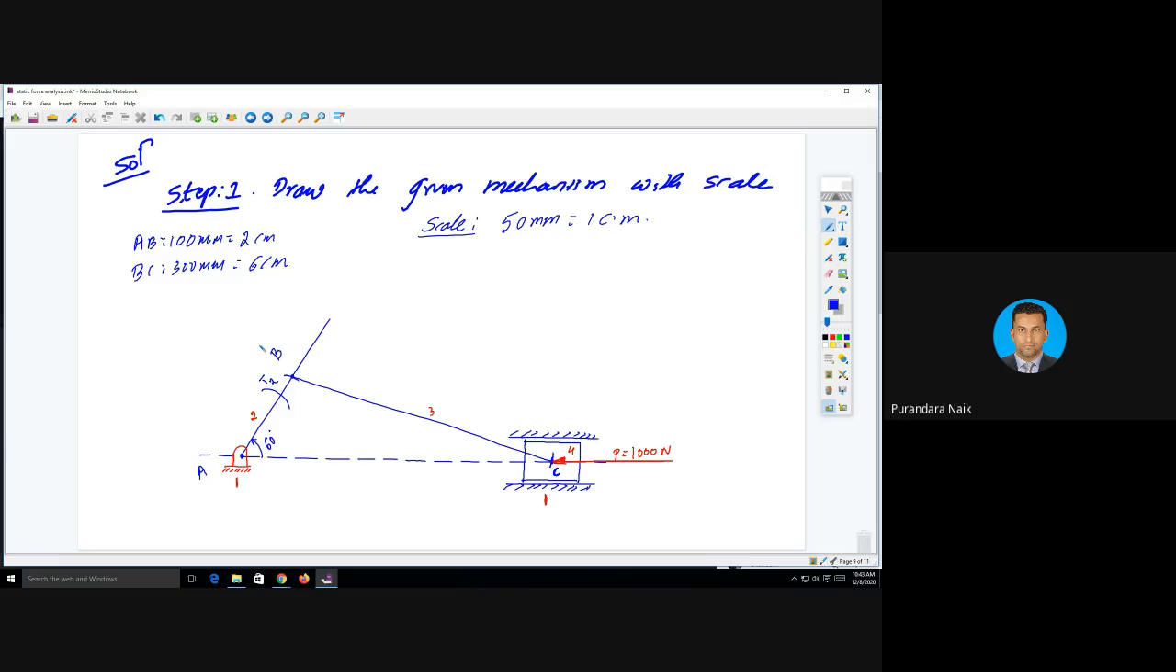Giving numbers to the links, you might have already studied in the kinematics of machines. The fixed link is considered as link number 1. Link number 2 is a crank. Link number 3 is a connecting rod, and link number 4 is the piston.